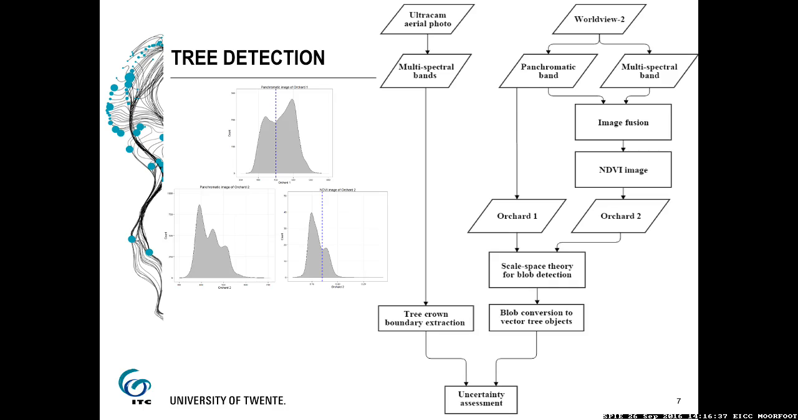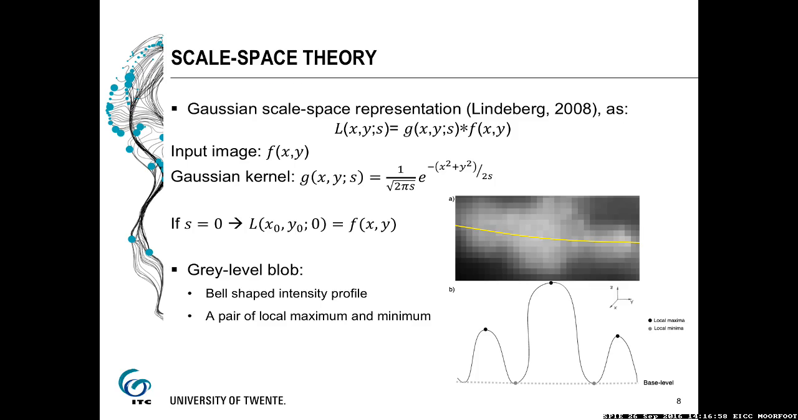And then we applied the scale space theory for blob detection. On the left-hand side, we have the UltraCam aerial photo. As I mentioned earlier, we manually derived the polygon of each tree crown boundary to do the uncertainty assessment. The scale space theory was originally proposed by Lindeberg, a professor in Stockholm.